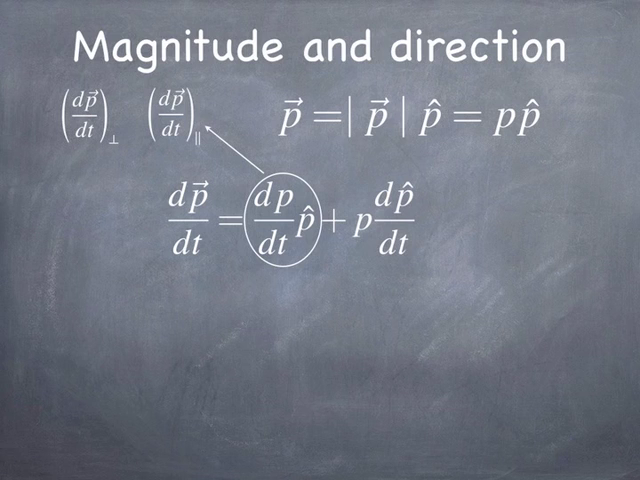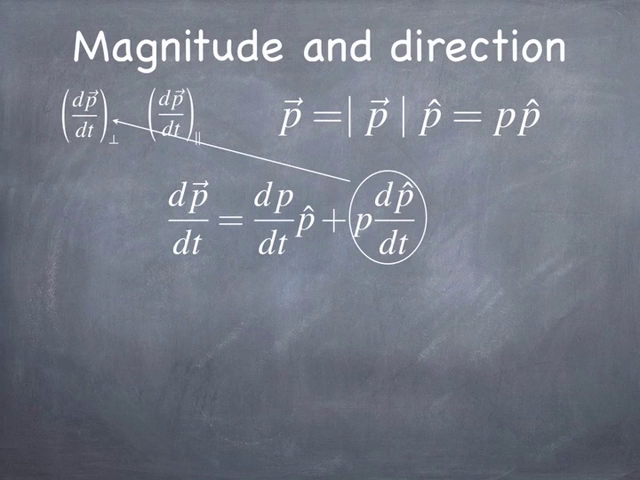And then the other piece, which is the magnitude of the momentum times the rate of change of p hat, has got to be the perpendicular component. Now, we'll see in a moment geometrically how dp hat/dt happens to point perpendicular to p hat. But suffice it to say that dp hat/dt and p hat are perpendicular to one another.